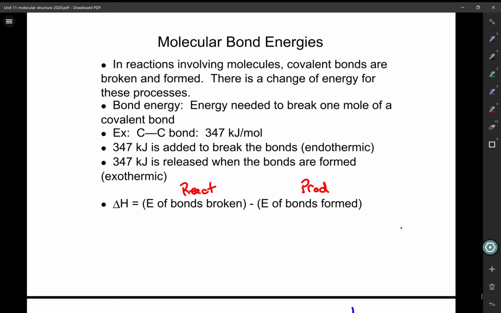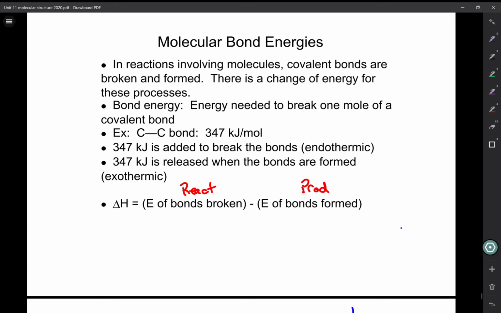Now, breaking bonds is always endothermic, which means that the bond energy is always going to be a positive value. But if you're forming a bond, so if two carbon atoms come together, they're going to release that same amount of energy, 347 kilojoules per mole. So again, for a carbon-carbon bond, 347 kilojoules per mole is added to break the bonds, and 347 kilojoules is released when the bonds are formed.